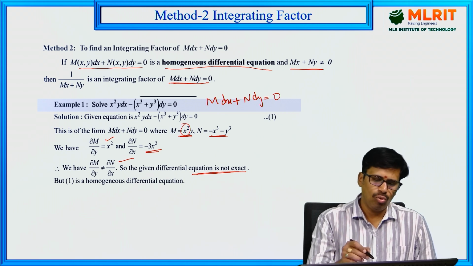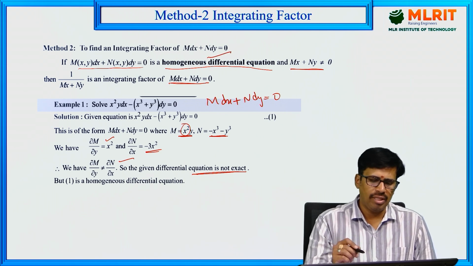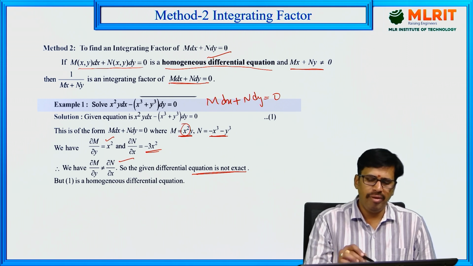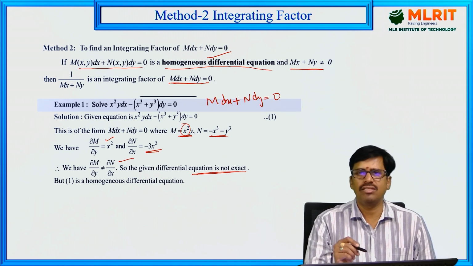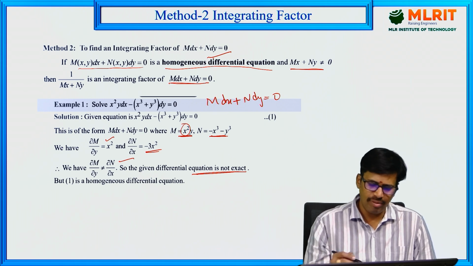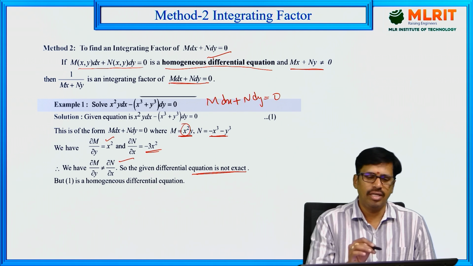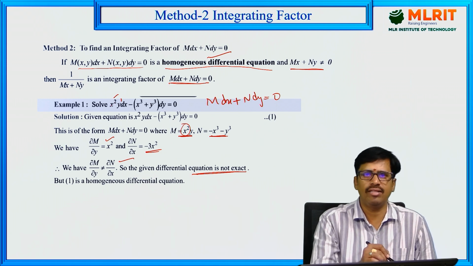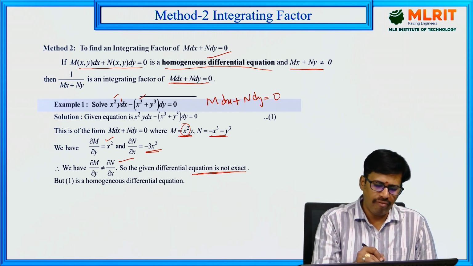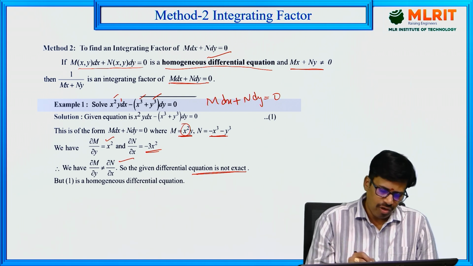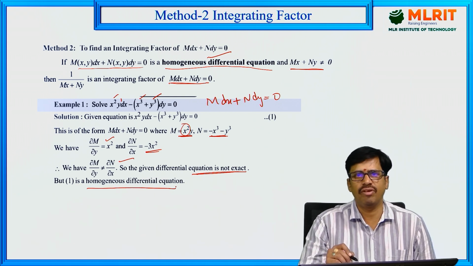What is method 2? To apply this method 2, 1 by (Mx plus Ny) integrating factor means it should be homogeneous. Now let us check this differential equation whether it is homogeneous or not. Homogeneous means power of x and y should be equal in every term. Here you can see power of x is 2 and power of y is 1. Both, if you add, 3, right? Here also power 3, here also power 3. So power of every term is 3. So we call it a homogeneous differential equation.